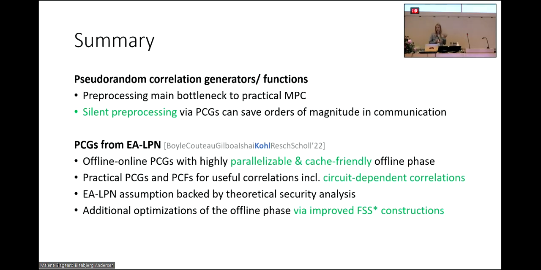You get more than you got before, for example, circuit-dependent correlations, both PCGs and PCFs. And we have some backing of the EA-LPN assumption, at least for the conservative parameters. And yeah, I have not talked about this at all, but we also did some optimization of the offline phase, basically reducing the number of calls to the model as a random oracle for the FSS construction. It's not really the FSS construction, it's a punctured PRF, and the same for interval function, but it's very useful for this context and can also be used in other contexts.